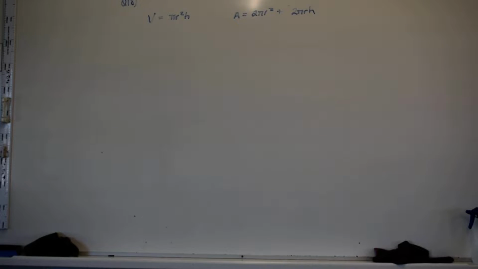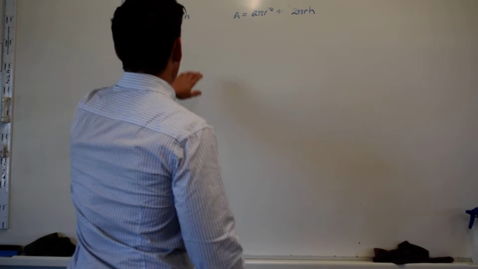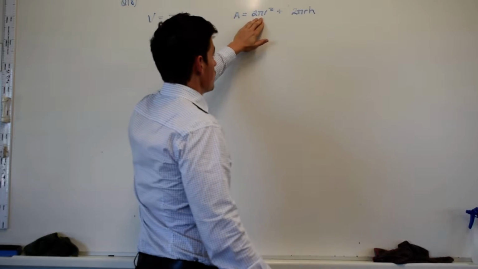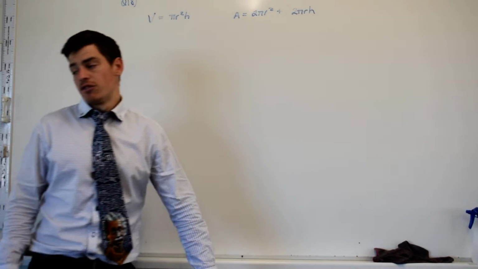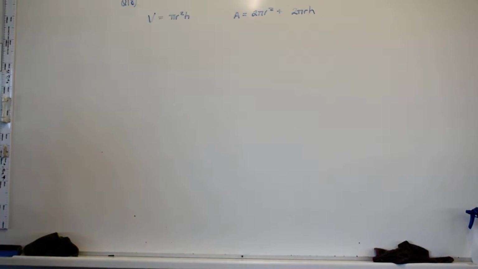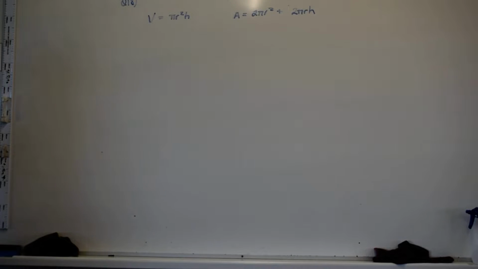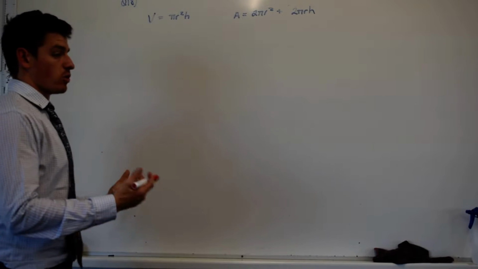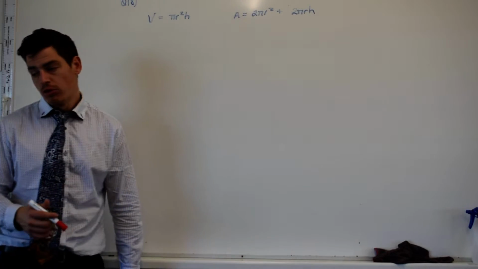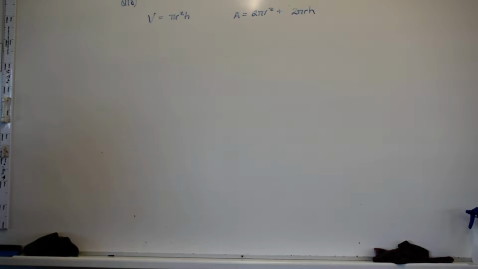So you've got the cross-sectional area multiplied by the height. For our volume and our area is the two circles plus the circumference multiplied by the height. And there are two equations. Like we know with these problems, we're going to get two equations. We're going to have to remove a variable. Which one are we going to use to do that?